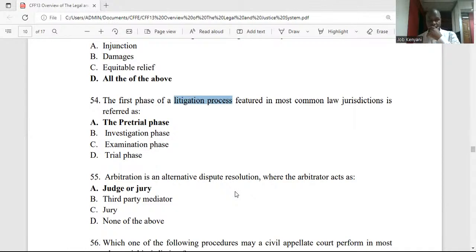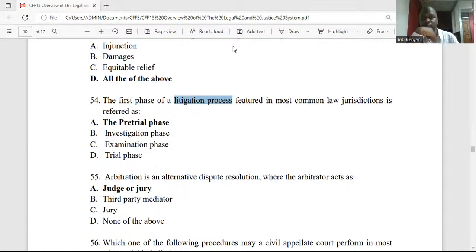So maybe I could ask, which one do you think will actually be the first one under a civil law jurisdiction? So which one, who can try? So that one is very simple.